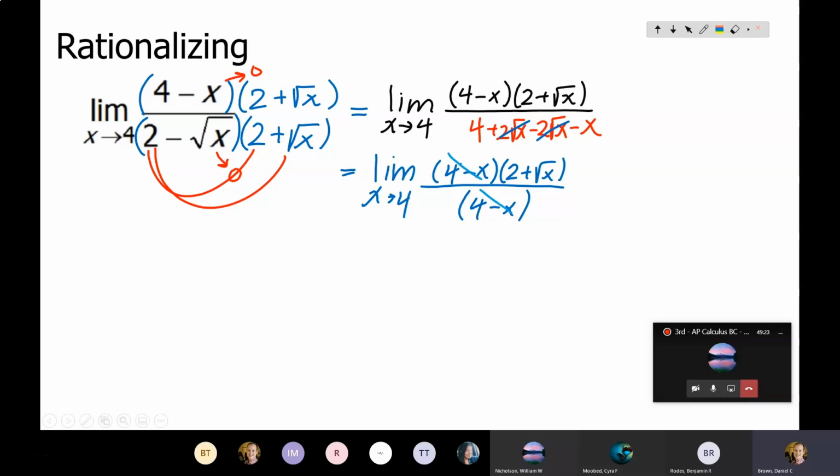If you rationalize and something doesn't cancel, then you probably did something wrong. So now we can go ahead and do our direct substitution. 2 plus the square root of 4. You can leave your answer like that, or you can simplify and say 4. This graph also has a hole at x equal to 4. It's a different type of rational expression, but by rationalizing, we're able to find that hole and find where it's located. Questions there?